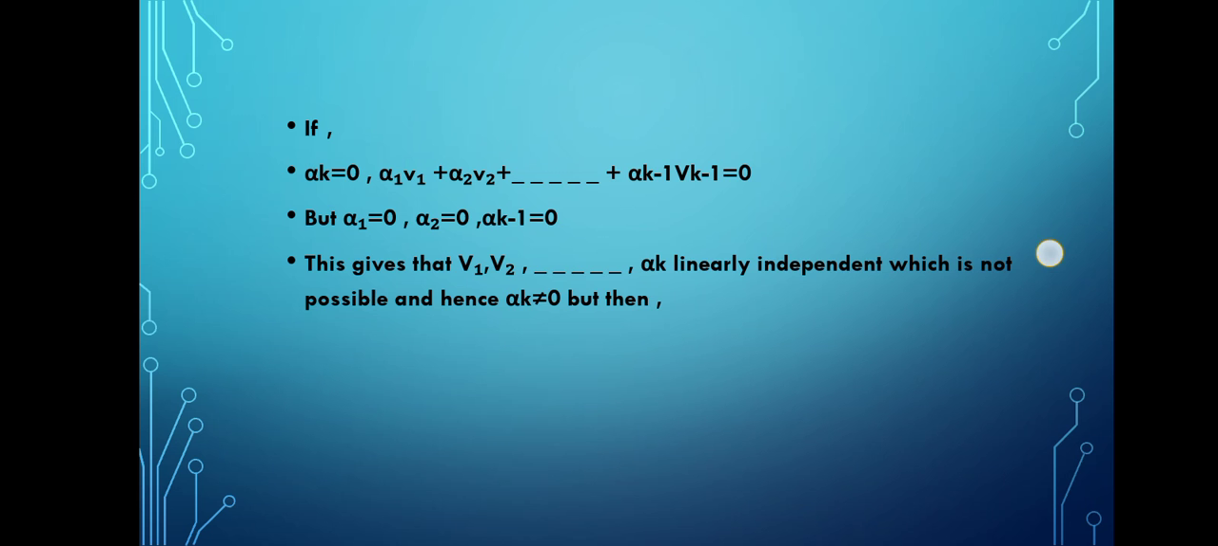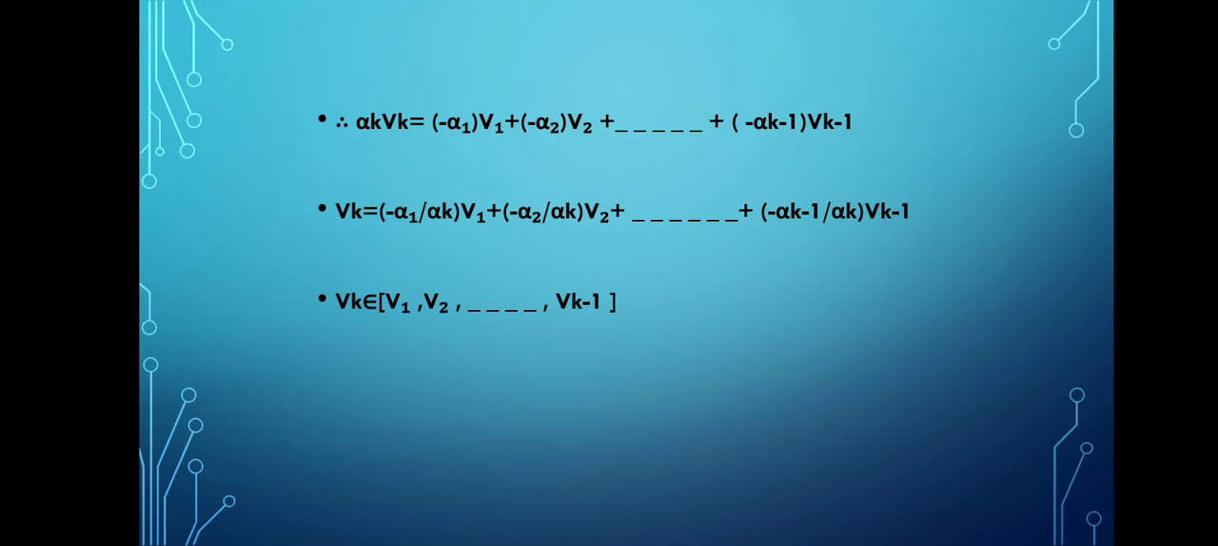But then alphak vk = (-alpha1) v1 + (-alpha2) v2 + ... + (-alpha(k-1)) v(k-1). Then vk = (-alpha1/alphak) v1 + (-alpha2/alphak) v2 + ... + (-alpha(k-1)/alphak) v(k-1). So vk belongs to span{v1, v2, ..., vk-1}.